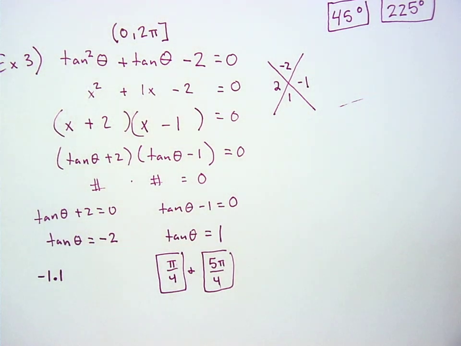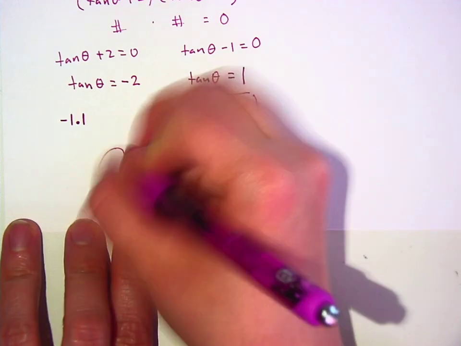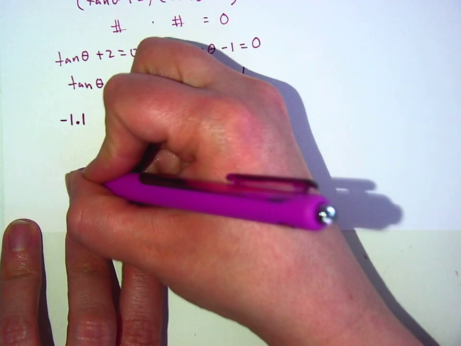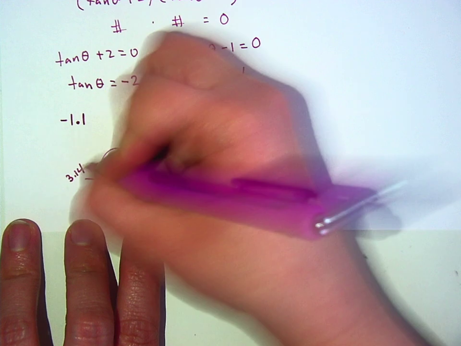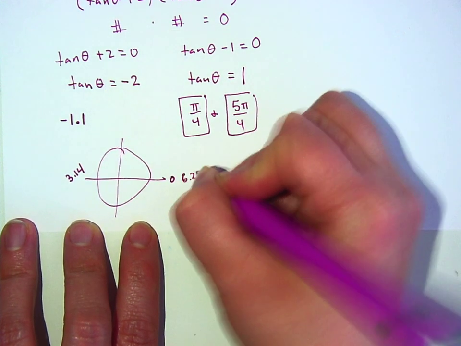Now the problem is that it only gives you one answer. Oh, I see what you're saying, because you want it between 0 and 2 pi. You're absolutely right. Okay, so let's think about a unit circle. A unit circle starts at 0, and then over here it's like 3.14, right? And then back here it's like 6.28, etc.